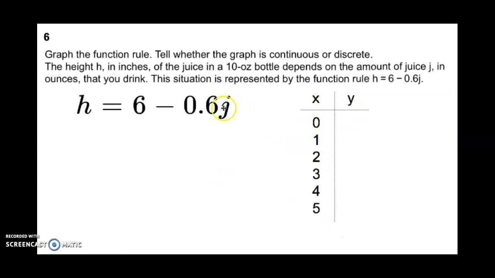So 0 in for j gives you 0.6 times 0, which is 0. 6 minus 0 is 6. Doing that for the rest of the values gives me 5.4, 4.8, 4.2, 3.6, and 3. Now notice this is the only one here that's a whole number, so I'm going to use the (0, 6) and then the (5, 3) as my 2 points to graph. So let's go back and do that.